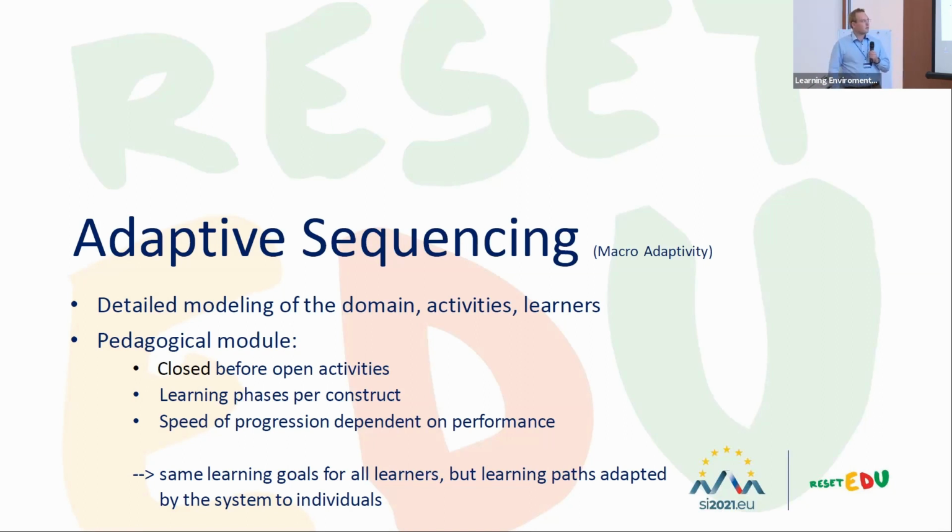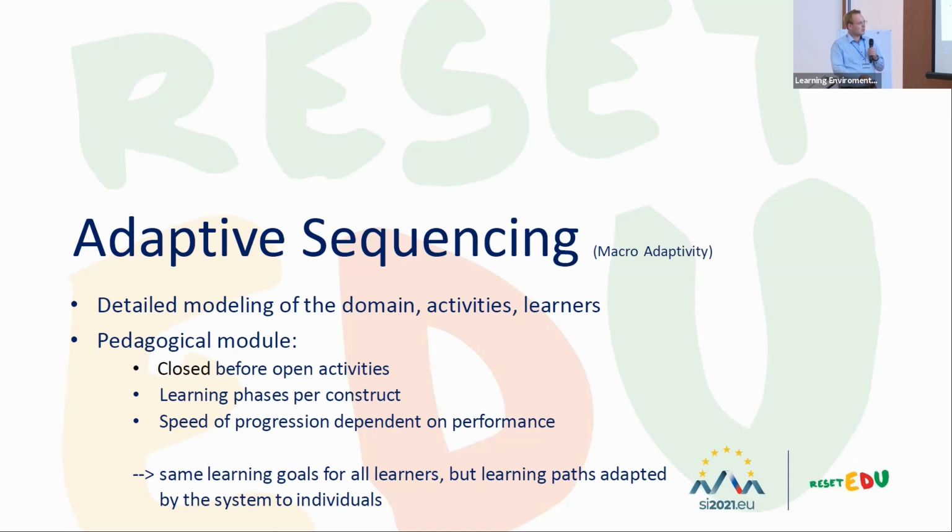We already saw how learners are modeled. And then a pedagogical module comes in that implements some pedagogical principles. For example, that closed activities are sequenced before open activities, that you have learning phases so that you zoom in on a construct and then you start from easy to hard on that construct. And this of course leads to differences in the learning sequences, which means if you are faster, if you are better at this topic, then you progress faster than students who need more remedial work to reach the goals.